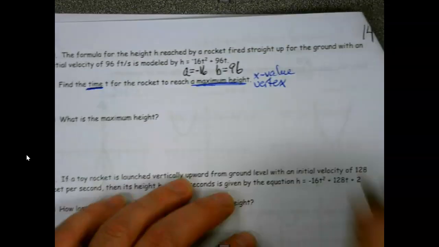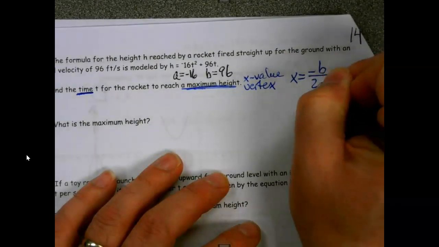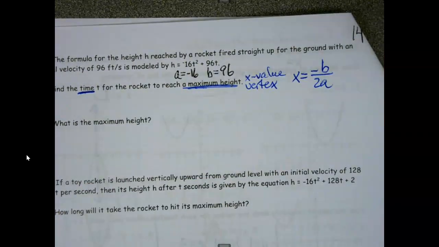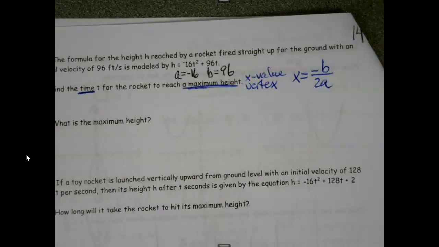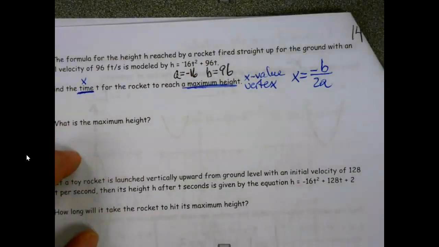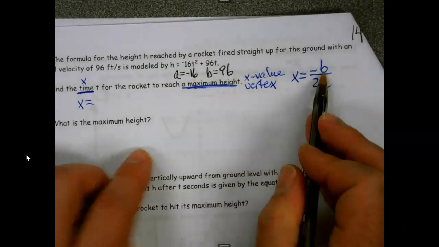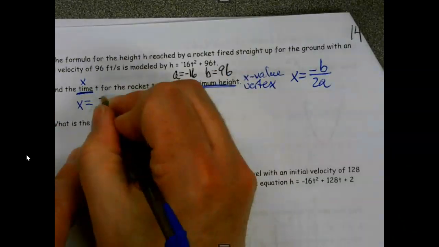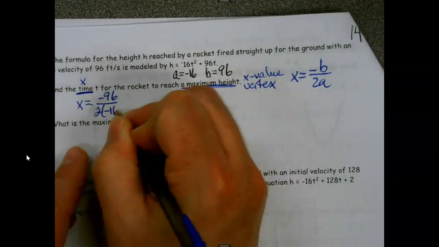Find the x value of the vertex. In other words, use the opposite of B over 2A formula. Okay? Time is always x, no matter what. So, the opposite of 96 is negative 96 over 2 times A.